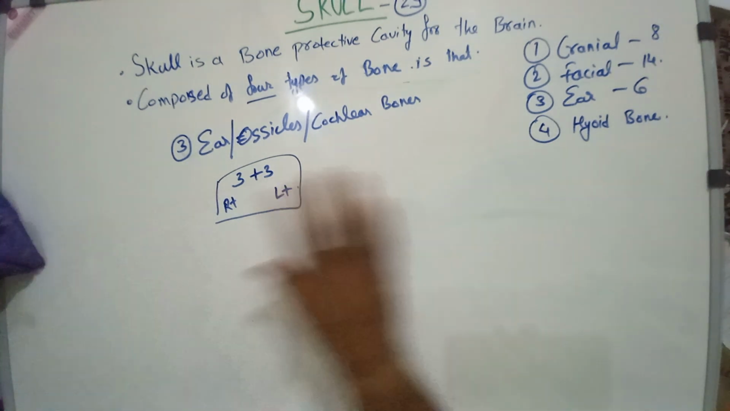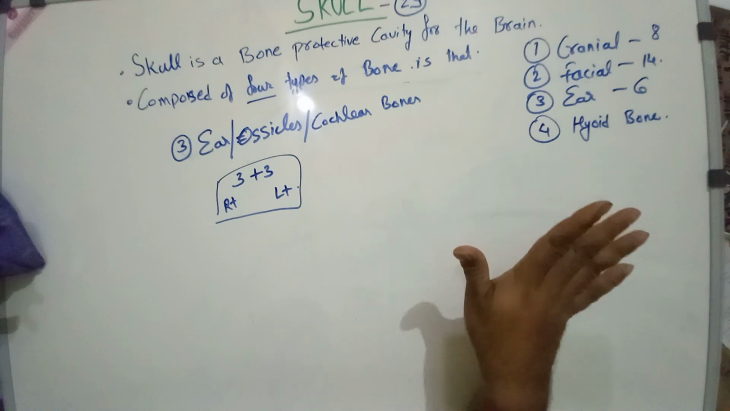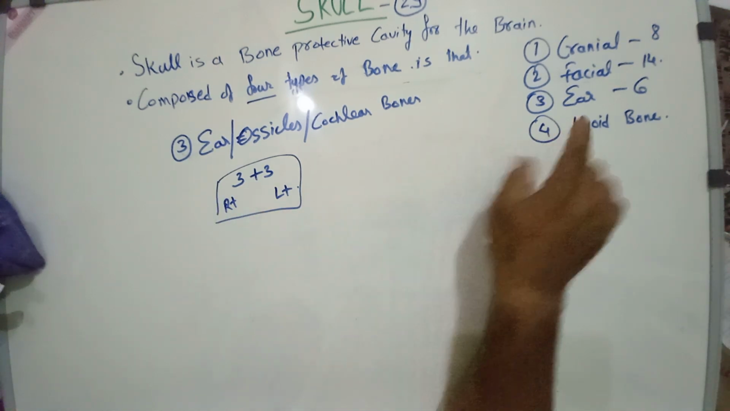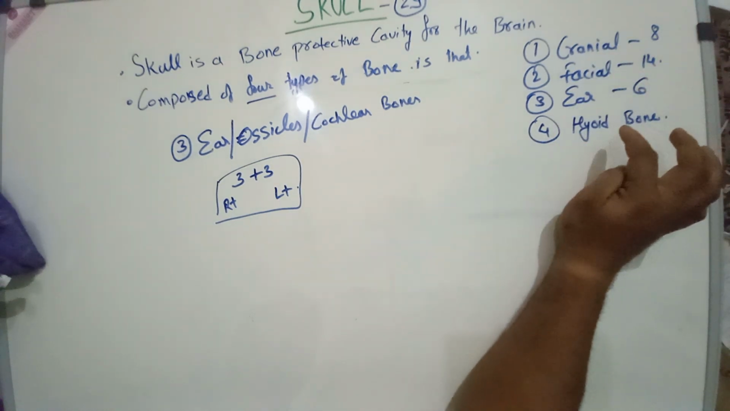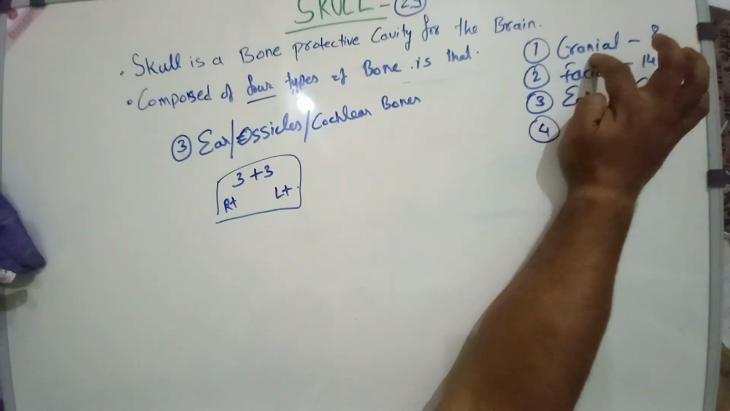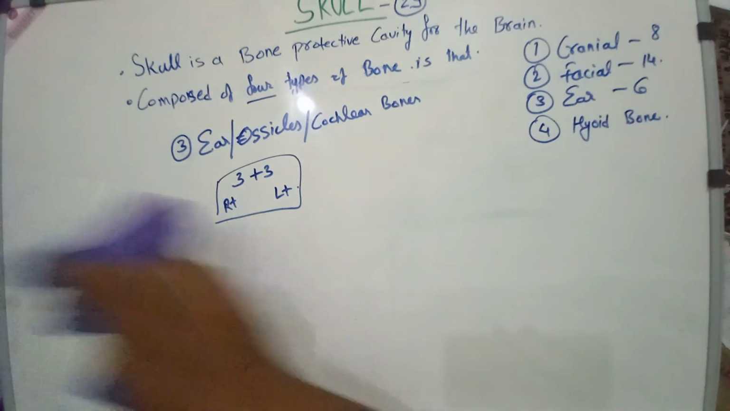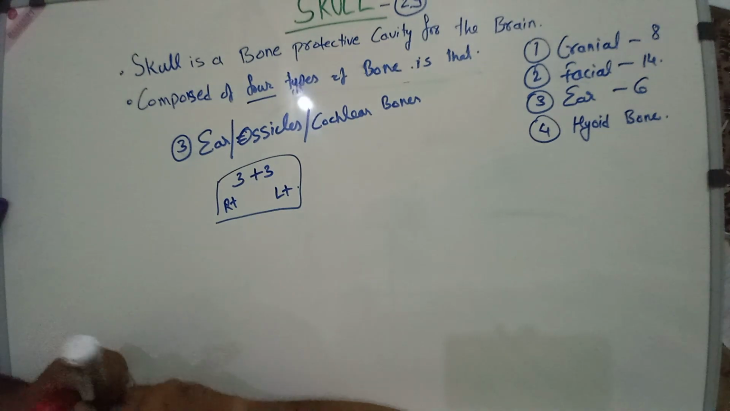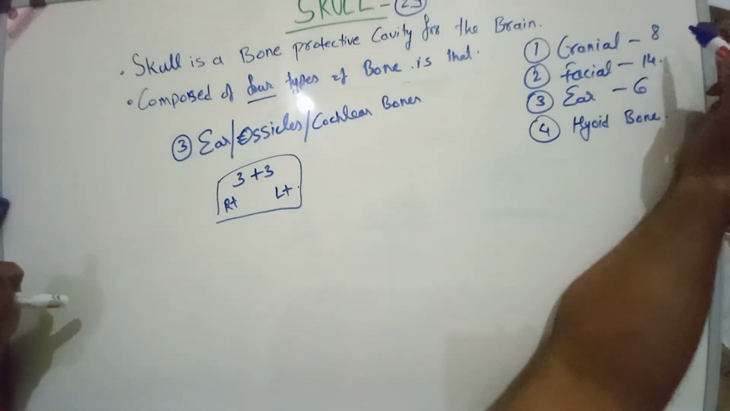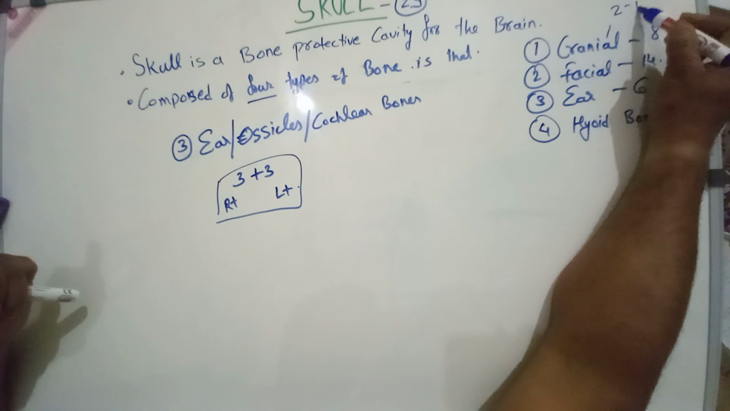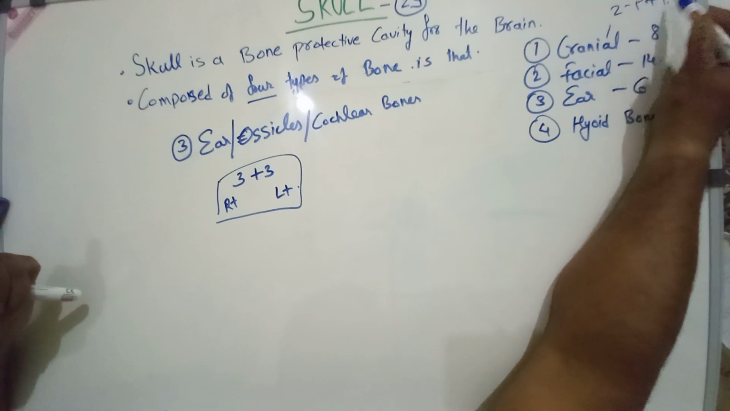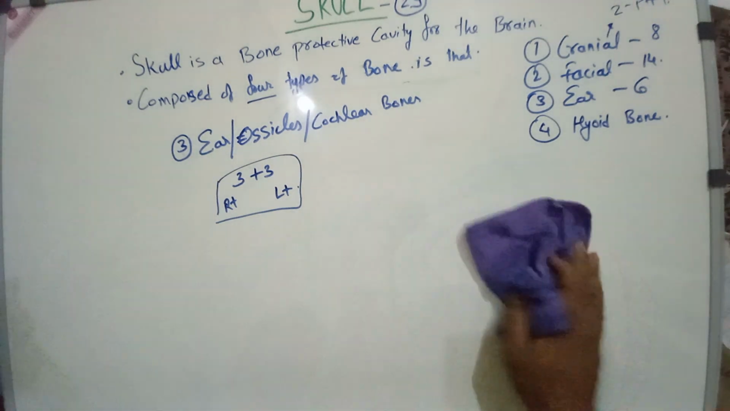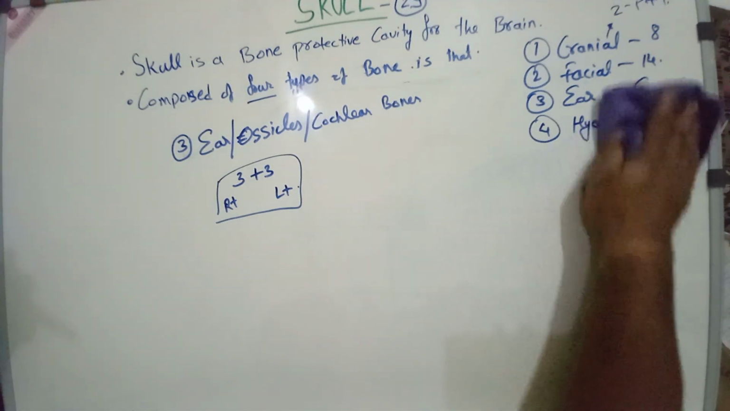Okay. This is all about skull. Skull is a bone, protective cavity for the brain, composed of 4 types of bone: first one is cranial, facial, ear, and hyoid bone. Cranial bones are 8 in number, paired and unpaired. Paired bones are 2, parietal and temporal. Okay. Facial 14, ear 6, and hyoid.